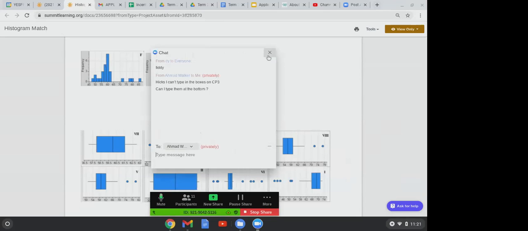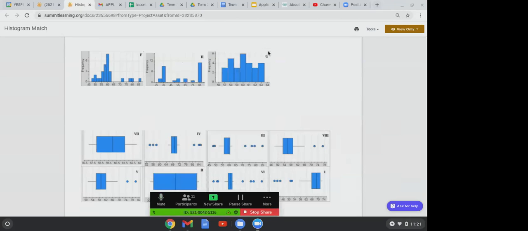No, you got to do it at the bottom. All the way at the bottom. All right. Yeah, for people doing checkpoint 3, thank you for pointing that out. For people who are doing checkpoint 3, it will not allow you to write in the boxes next to the diagrams. You got to go all the way down the bottom.